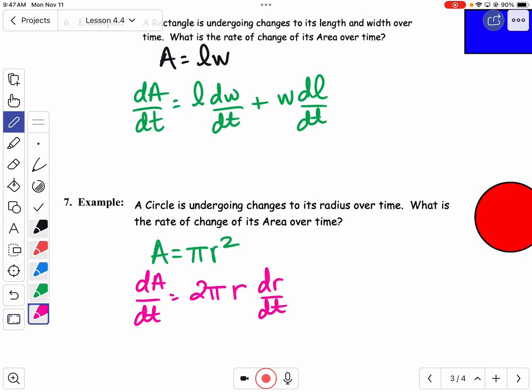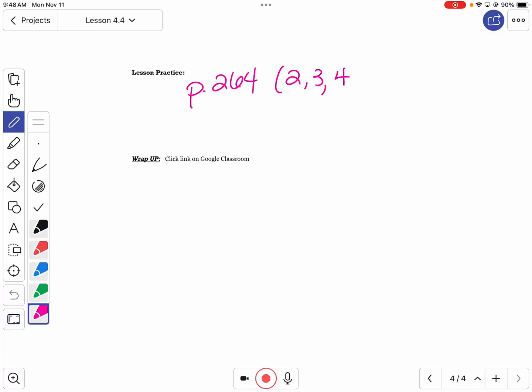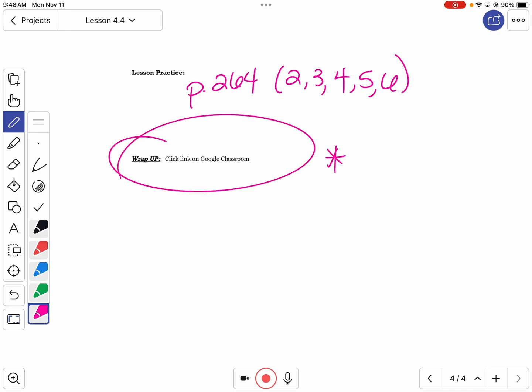Let me give you your assignment. Just 5 questions to play with taking that derivative with respect to time, on page 264, numbers 2, 3, 4, 5, and 6. And you do have a wrap up today. I won't look at it till tomorrow, but make yourself a note so you don't forget to do it. It is 4-4.